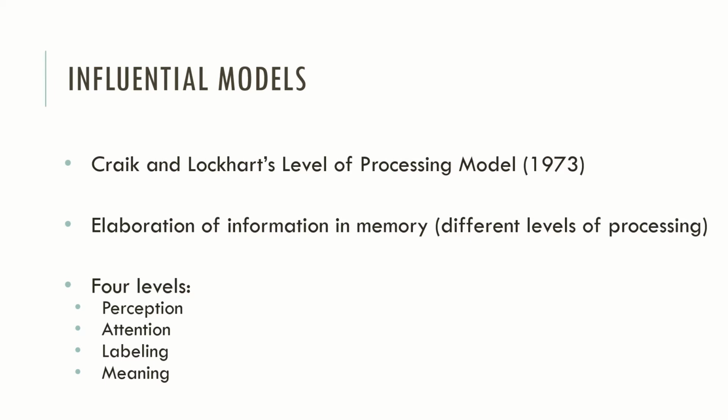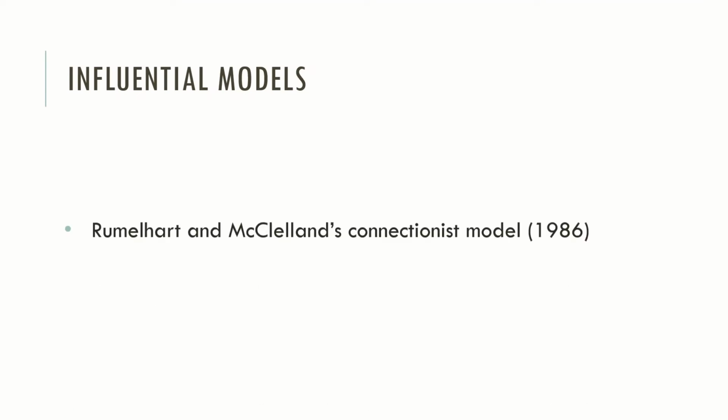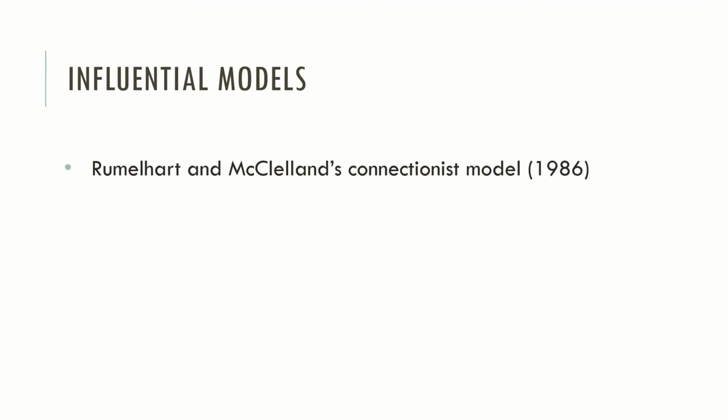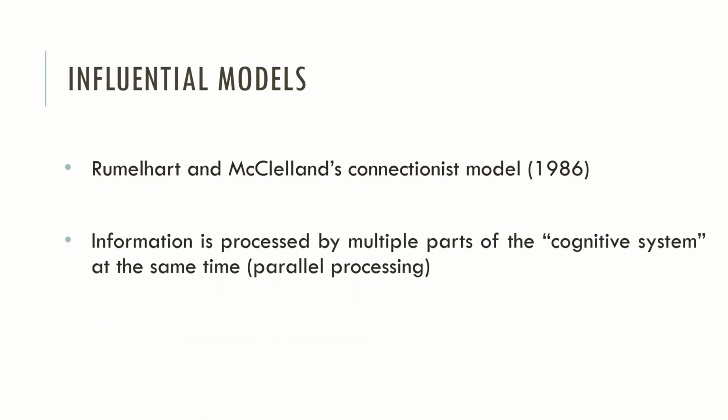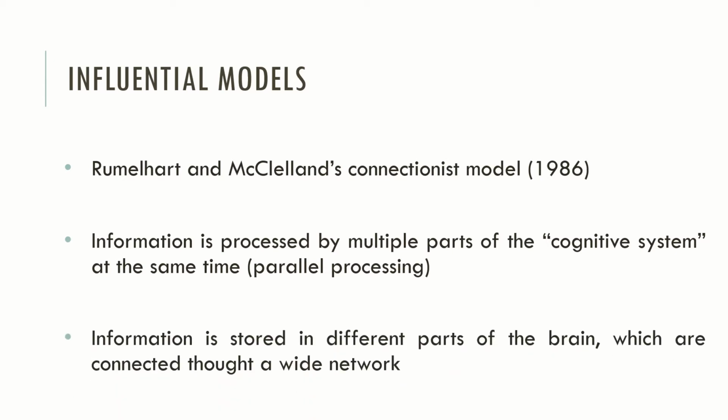Another influential model was proposed by Rumelhart and McClelland. They stated that information is processed by multiple parts of the cognitive system at the same time. So this model stated that information may be processed in multiple parts of the brain, in multiple parts of the cognitive system, in a parallel fashion. So the information is stored in different parts of the brain, which are connected through a wide network of neurons.